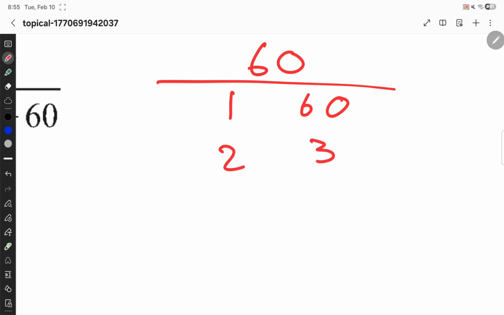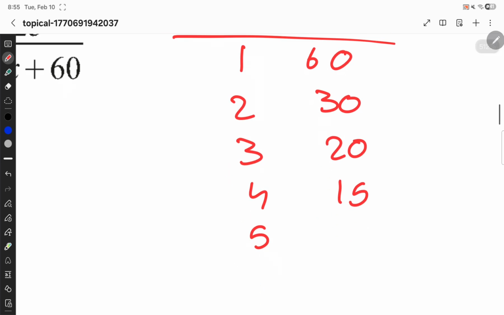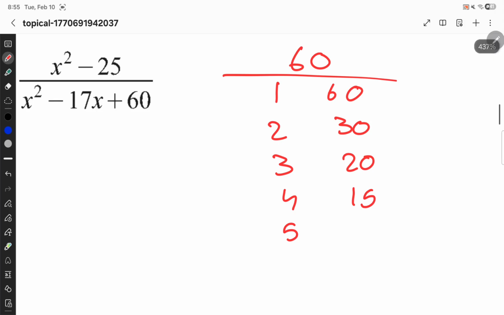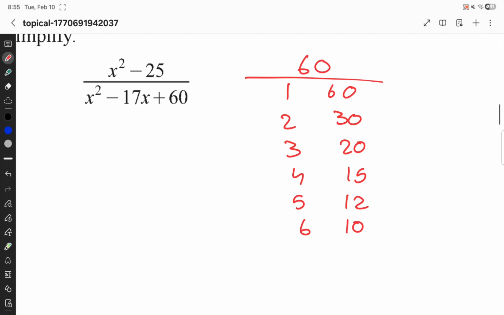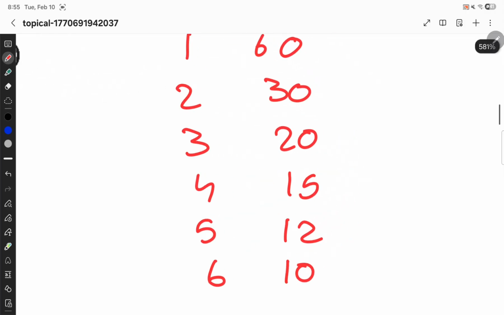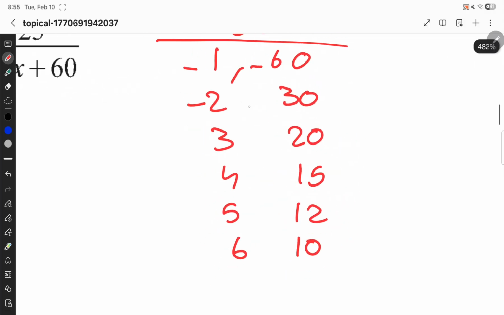So this is 2, 30, 3, 20, 4, 15, 5, 12, 6, 10. Now after 10 it's the turning point, so we stop right here. As we discussed, both rows will be negative. So it'll be like so.